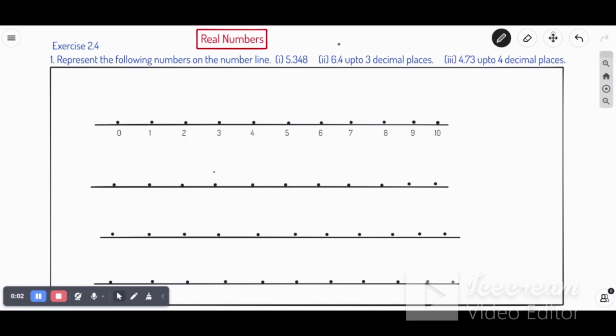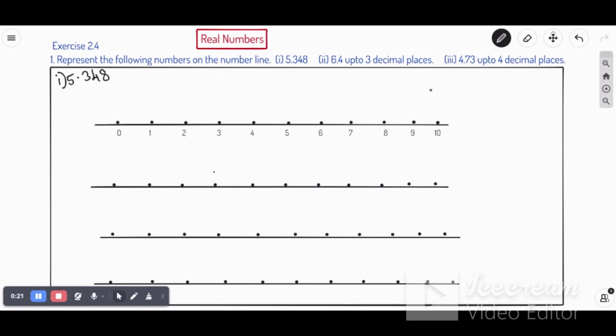Hi everyone, let us start with Real Numbers, Exercise 2.4, question number 1 today. So what is this question? If you could see, the first question is 5.348. You have to represent this number on a number line.